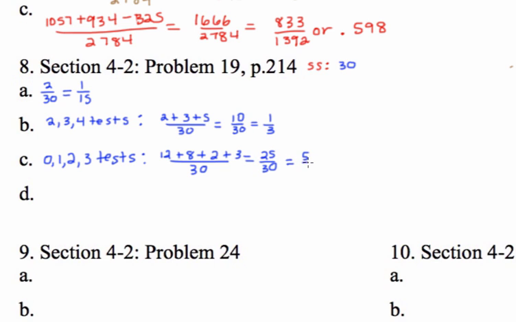Which reduces to 5/6. Part D is tricky because 3 or fewer, that's actually just what you did there. So at most 3, and 3 or fewer both mean 0, 1, 2, or 3 tests. So that probability is going to be the same exact problem, 5/6.